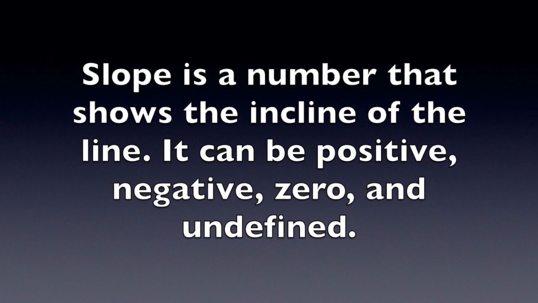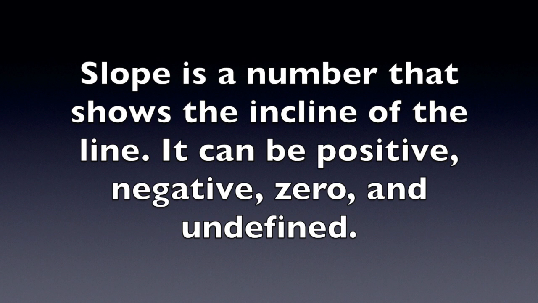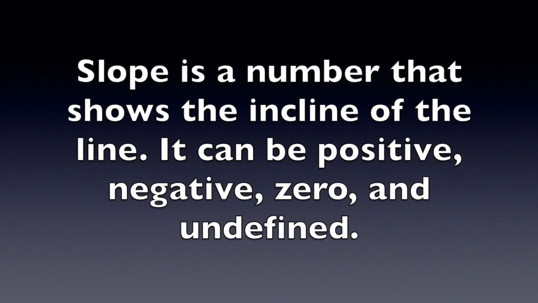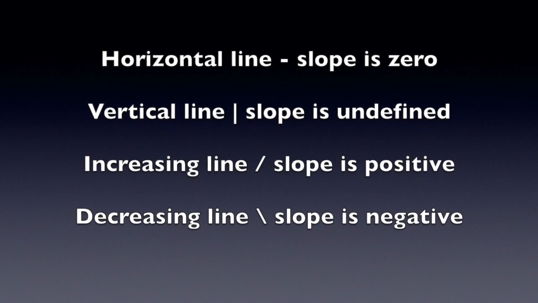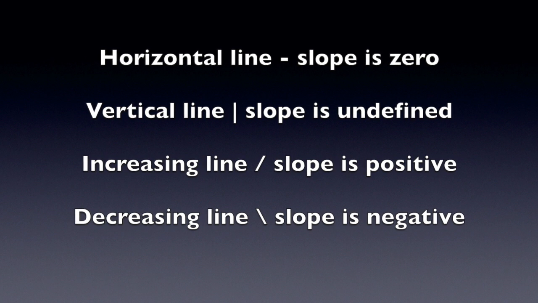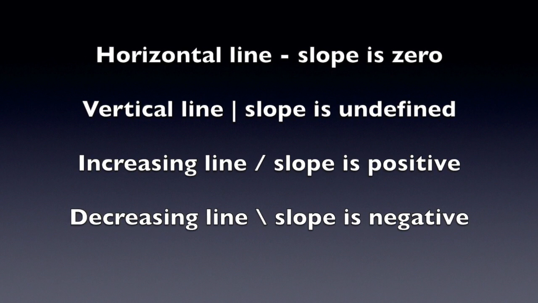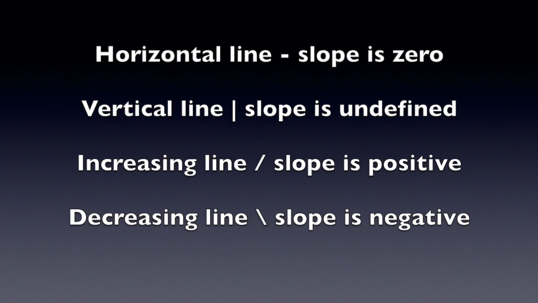Slope is a number that shows the incline of the line. Slopes can be positive, negative, zero, or undefined. Horizontal lines, those that go straight from left to right, have zero slopes. Vertical lines, those that go straight up and down, have undefined slopes. Lines that are increasing have positive slopes. Finally, decreasing lines have negative slopes.